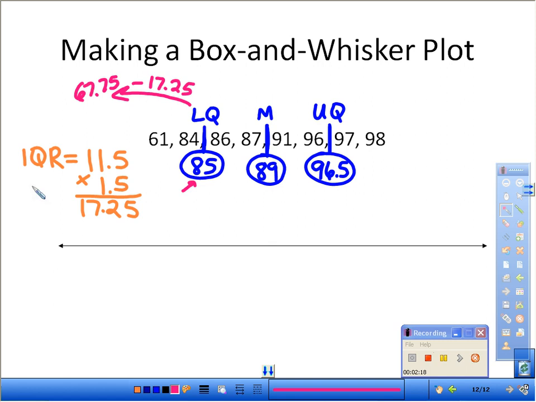Anything smaller than that number would be an outlier. So if we look at our data, 61 is smaller than 67.75, so that would be an outlier. We mark an outlier with a star. Now, our lower extreme is our smallest number in our data set, with the exception of an outlier. If there's an outlier, our lower extreme is going to be the next smallest number. So in this case, 84 is going to be our LE, lower extreme.